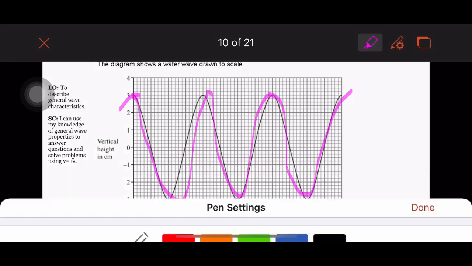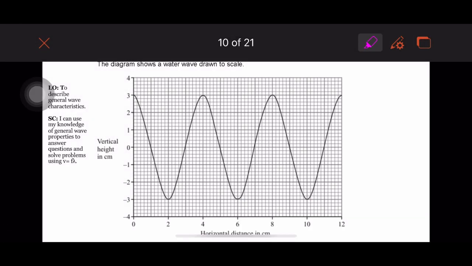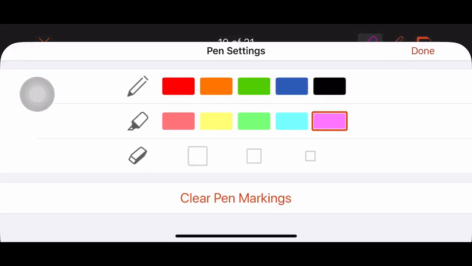Okay, so how about if the wave, let's say, doesn't start here? It starts, let's say this is not there. It starts here instead. So what's 1 complete wave? It will be 1 complete wave. So this is the second one, and this is half. So this is 2.5 in this case.